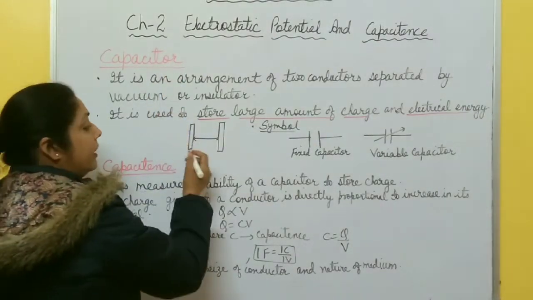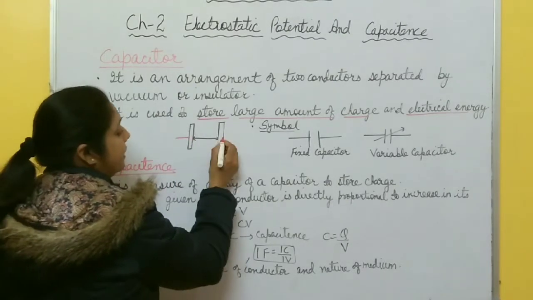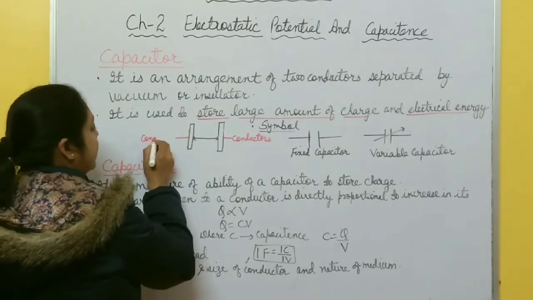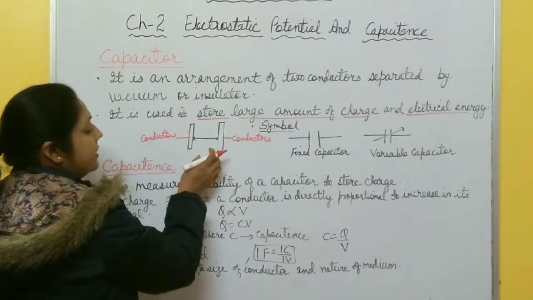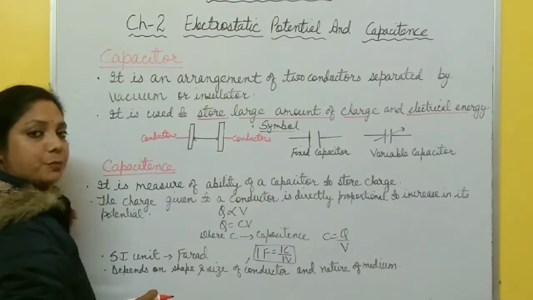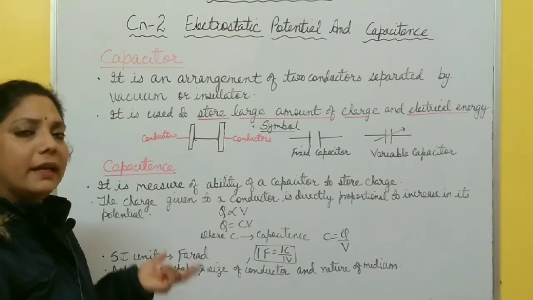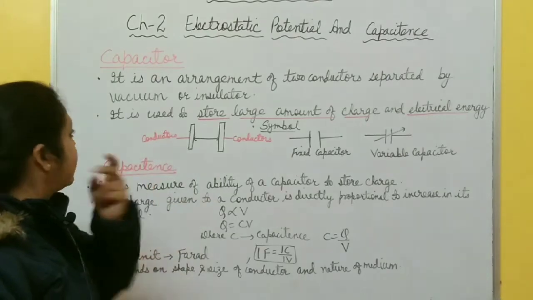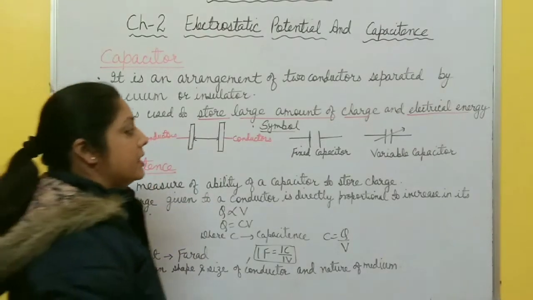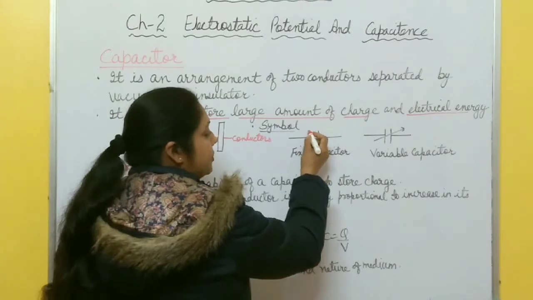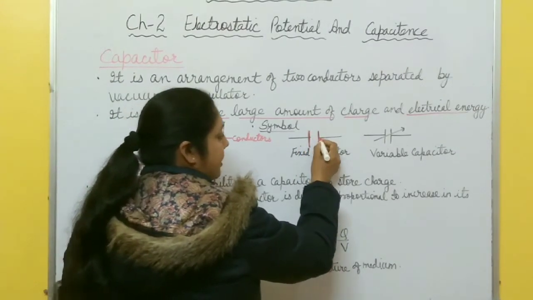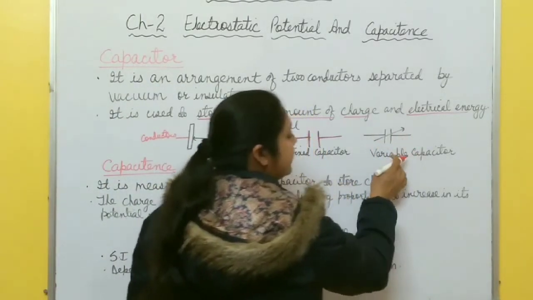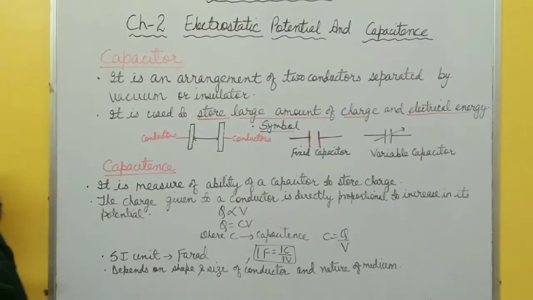And how is it made? It is made up of two conductors. These two are conductors, or you can say conducting plates, separated by some distance. In between these two plates, either free space is there or some dielectric medium is placed between the two plates, right? So this is the arrangement of a capacitor. The symbol for a capacitor is this, where these two lines represent plates, right? And this is the symbol for a fixed capacitor. If an arrow is there, it represents the symbol for a variable capacitor, okay?